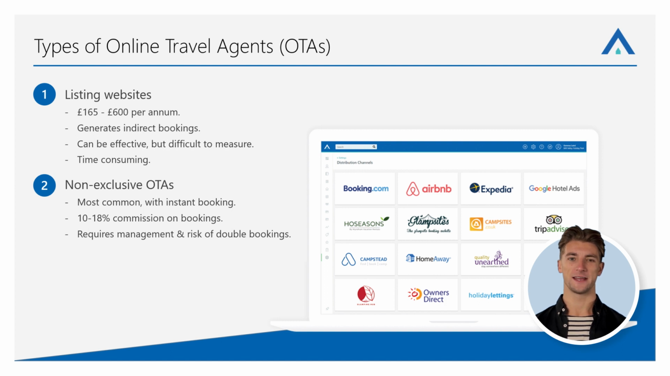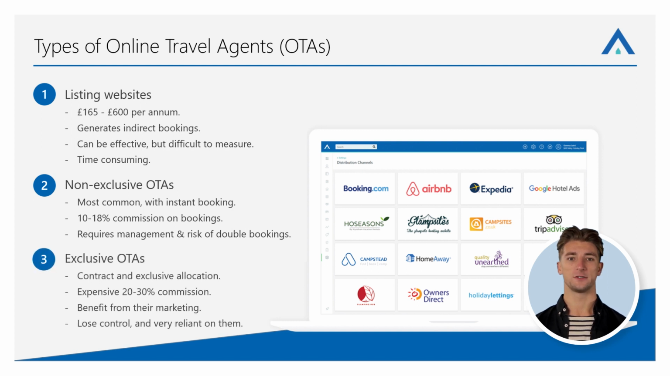However, you need to invest in a booking system, or channel management system, to synchronize your availability across multiple platforms. As if you don't, you run the risk of receiving double bookings. Finally, you have the exclusive OTA. This is where you sign a contract with an OTA such as Sykes Cottages or Hoseasons. This contract usually prevents you from using other agents. They will seek to act as a sole agent for an exclusive allocation of units.